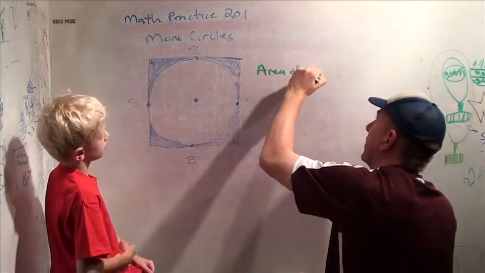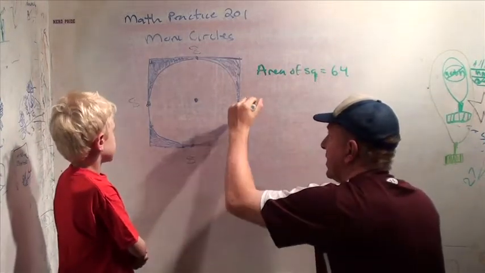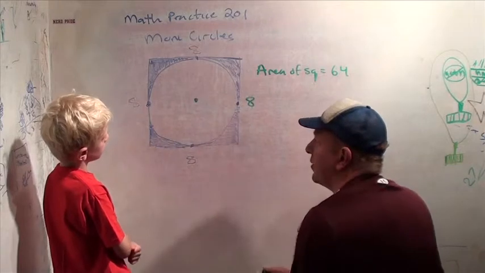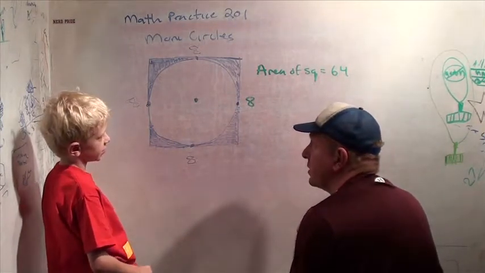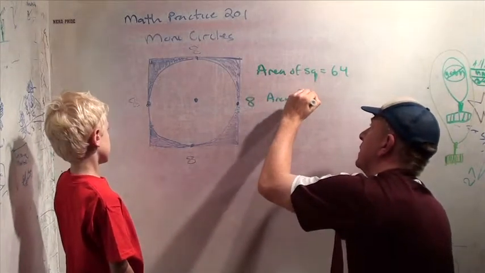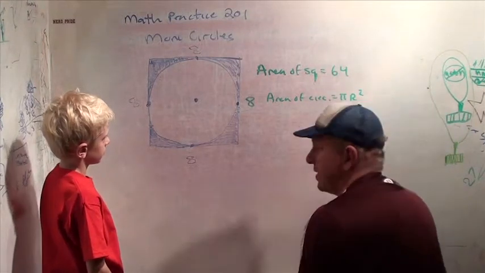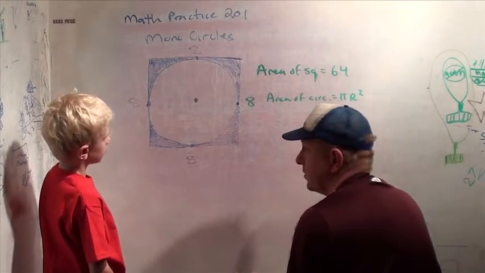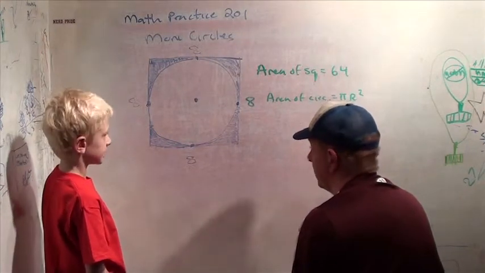Area of the square is 64. Okay, 8 times 8. Right, now what about the area of the circle? You have to do pi times the radius squared. Okay, so the area of the circle equals pi times the radius squared, so what do we have to figure out? We have to figure out the radius.